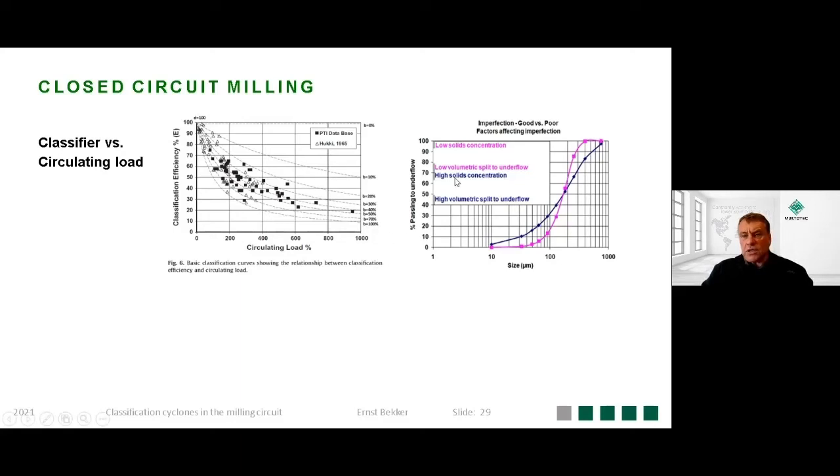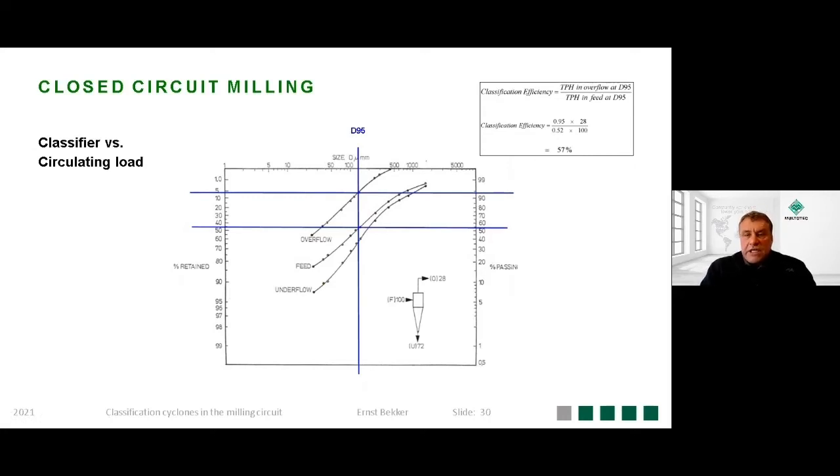So high solids concentrations and high volumetric splits reduce the efficiency of separation. We have more misplaced material in either the overflow or underflow, or in both. If we then look at it more simplistically, as the circulating load increases, the cyclone or classifier efficiency decreases.